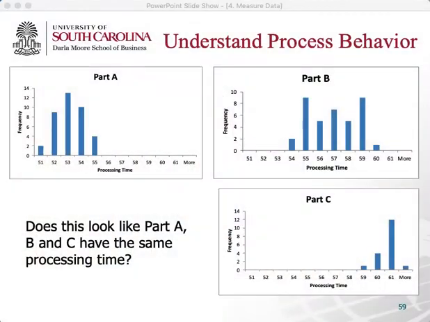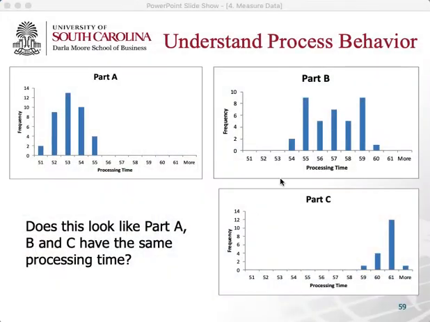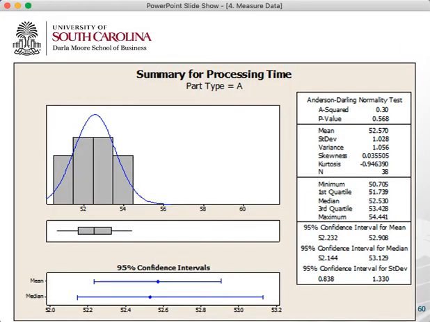Part type, is that continuous or attribute? Attribute, right? Part type is a classification. Part can be A, B, or C, right? Going back to the data, it was A, B, C, B, C, A, B, C. Processing time, is that continuous or attribute data? Continuous, right? Because it's seconds, so that has to be continuous.